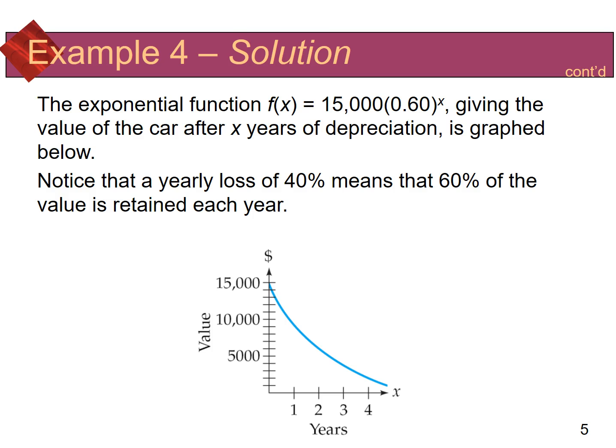So basically, this function here would give us the car value after X years of depreciation. And again, I want you to notice that the yearly loss of 40% means that 60% of the value is retained. It's the amount we have, or the amount that we keep. That's what ends up in the formula.